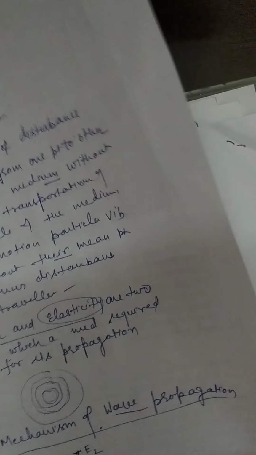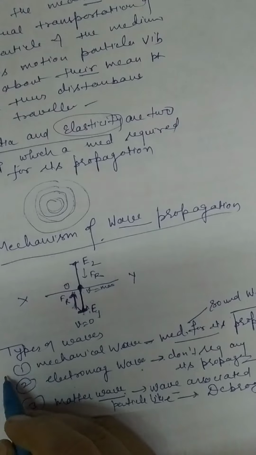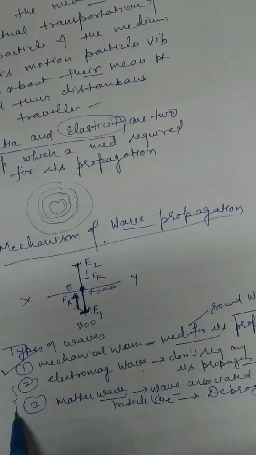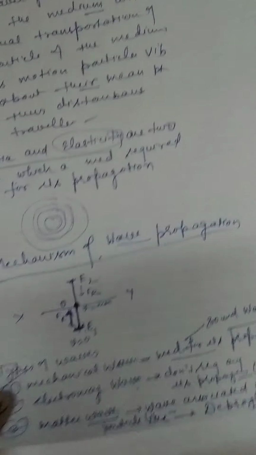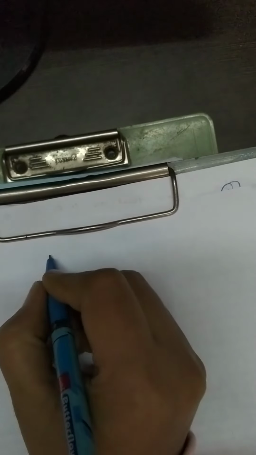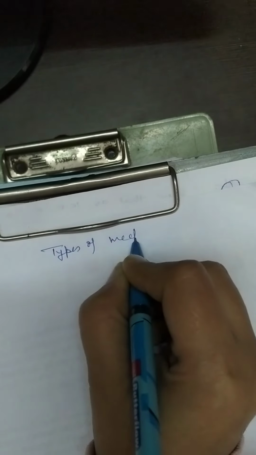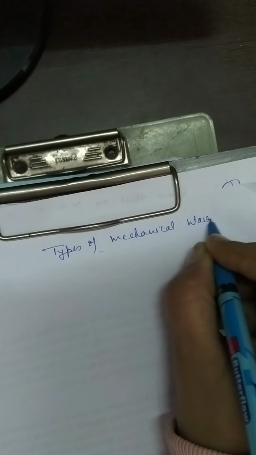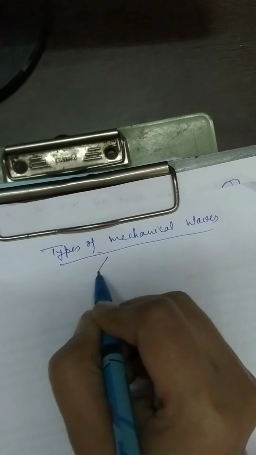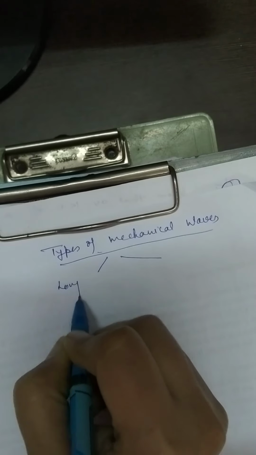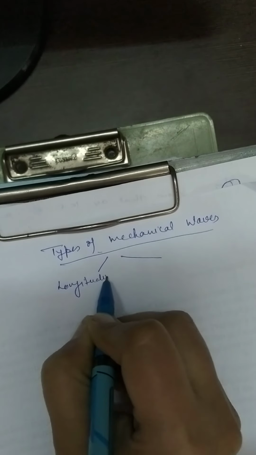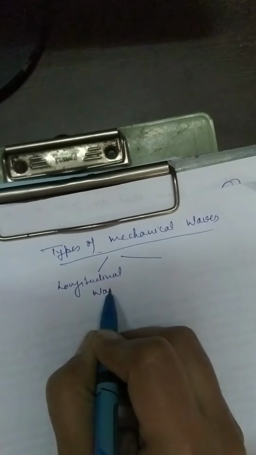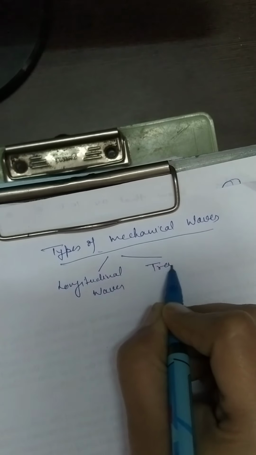Now this mechanical wave we will discuss in class 11th, and these two we will discuss in class 12th. Now after this we have to discuss the types of mechanical waves. Next is types of mechanical waves. One is longitudinal and second is transverse.